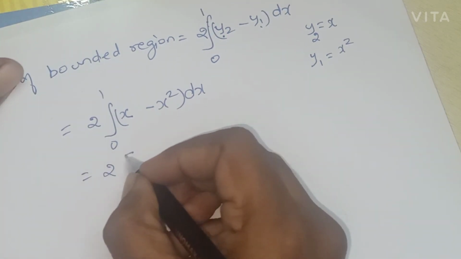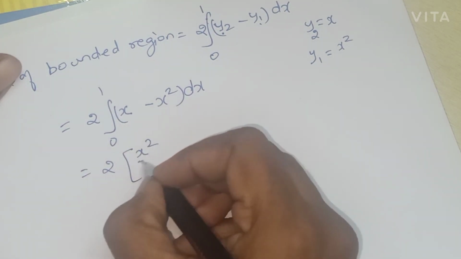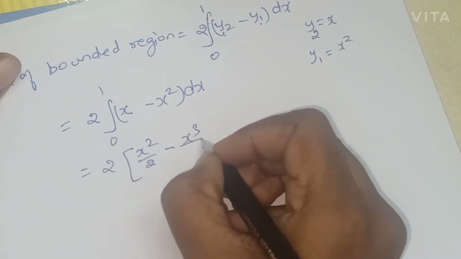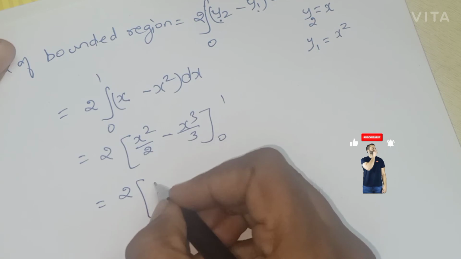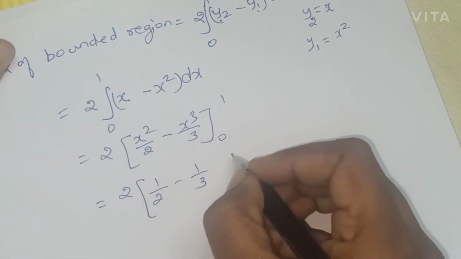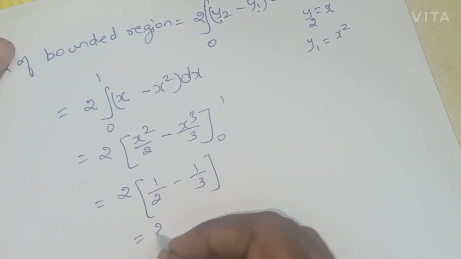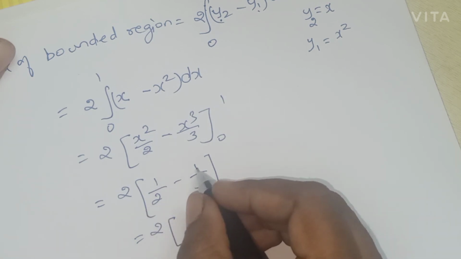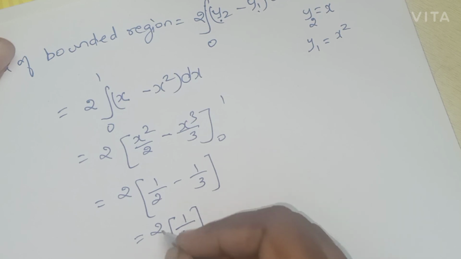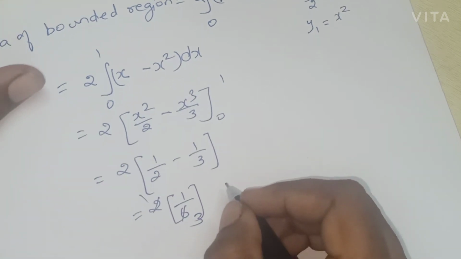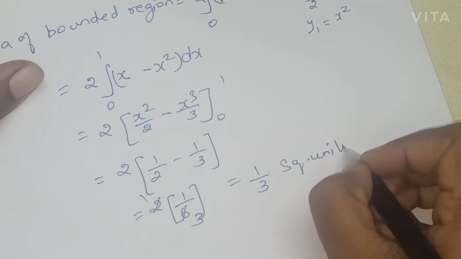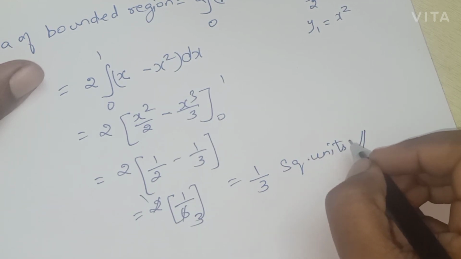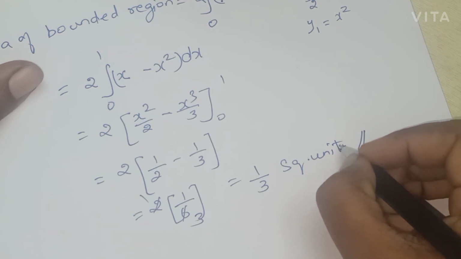So this is equal to 2 times, if I integrate, x square by 2 minus x cube by 3. The limit is 0 to 1. So 2 into upper limit 1 by 2 minus 1 by 3. Lower limit obviously 0. So 2 into 3 minus 2 is 1, 1 divided by 6. So the answer is 1 by 3 square unit.